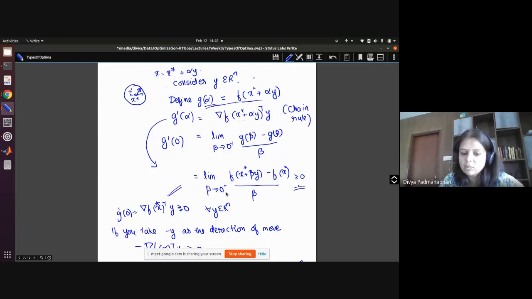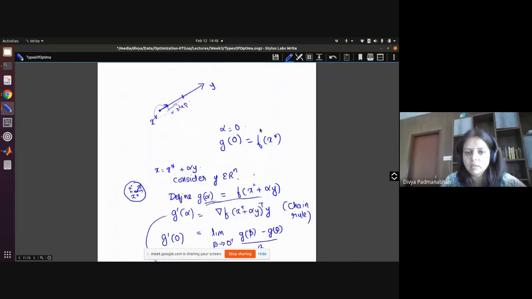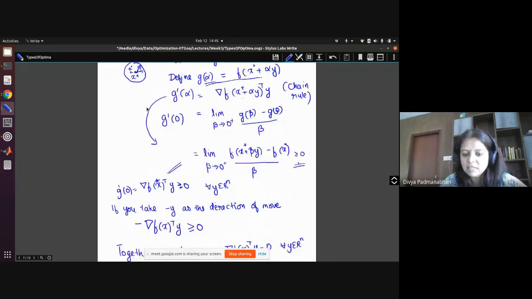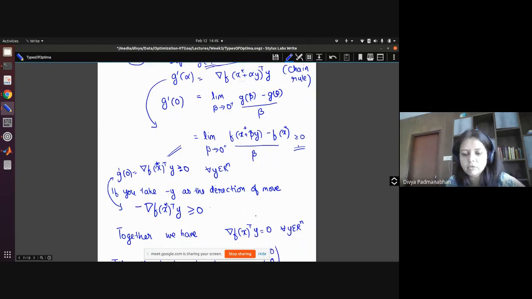So now suppose instead of moving along y, you took another direction, minus y. So this is a straight line, pardon my drawing. If you take minus y, then applying the same steps, what you're going to get is minus gradient f(x star) transpose y is greater than or equal to 0. So the only way both these can happen simultaneously is when gradient f(x star) transpose y is 0.